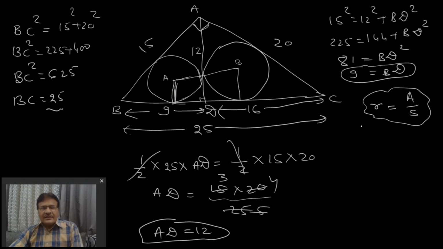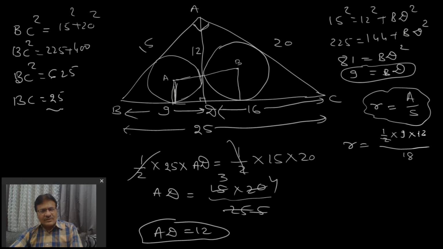Now if I say r for this triangle whose sides are this 15, 12 and 9, what is area of this triangle? Half into base is 9 and height is 12, divided by S means what? Semi perimeter. What is semi perimeter? Sum of these three divided by 2. So 15 plus 12, 27 plus 9, 36 by 2, that is 18.